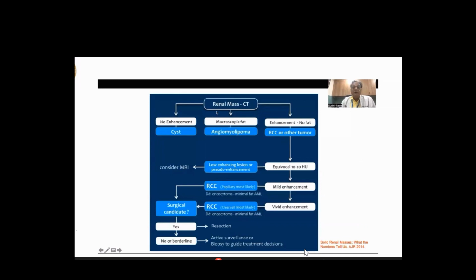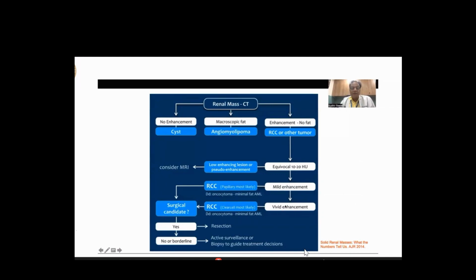Then renal masses on CT scan, you can divide into non-enhancing cyst, as I showed you already, macroscopic fat, angiomyolipoma, I've shown you. Then enhancement, no fat, it can be RCC or other tumor. If there is equivocal enhancement, 10 to 20 Hounsfield units, then low enhancing lesion or pseudo enhancement, they consider MRI in these patients. If there is a mild enhancement, then RCC papillary most likely, or differential diagnosis oncocytoma. I have shown you the picture. These are the surgical candidates, and you can operate on them.